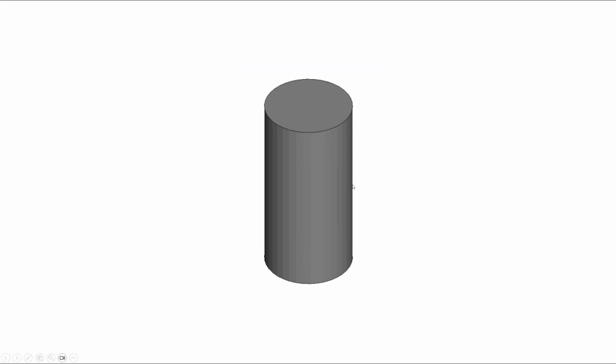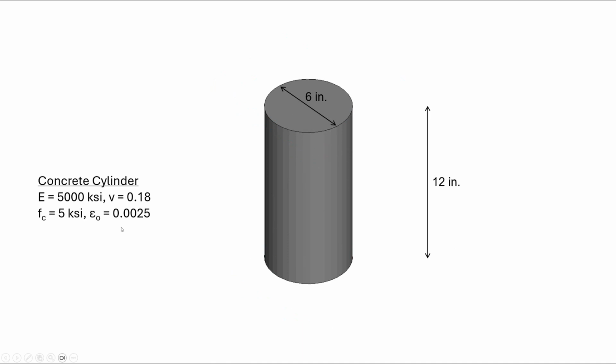What I have here is a schematic overview of the model. If I want to be specific, we have this cylinder with these dimensions that I'm showing here, 12 inches tall, a diameter of 6 inches. It's made of concrete with an elastic modulus of 5000 ksi, a Poisson's ratio of 0.18. And we also have a compressive strength of 5 ksi, and this epsilon naught parameter means the compressive strain at which the material hits that compressive strength of 5 ksi, which is exactly 0.25%.